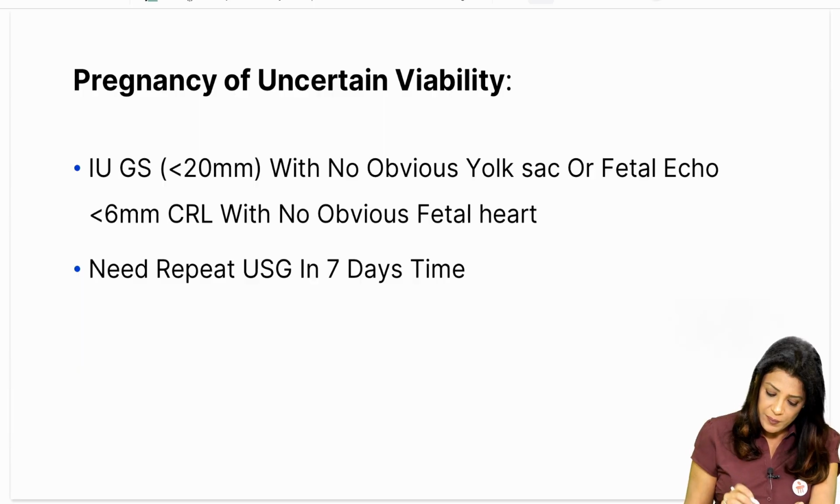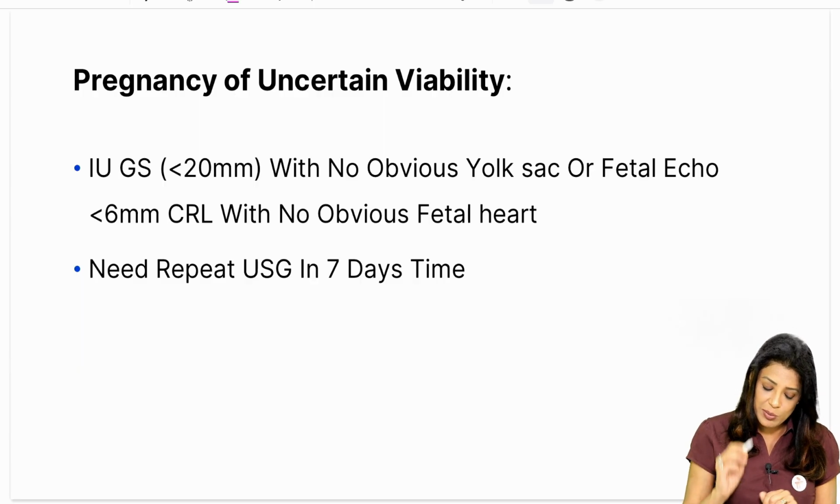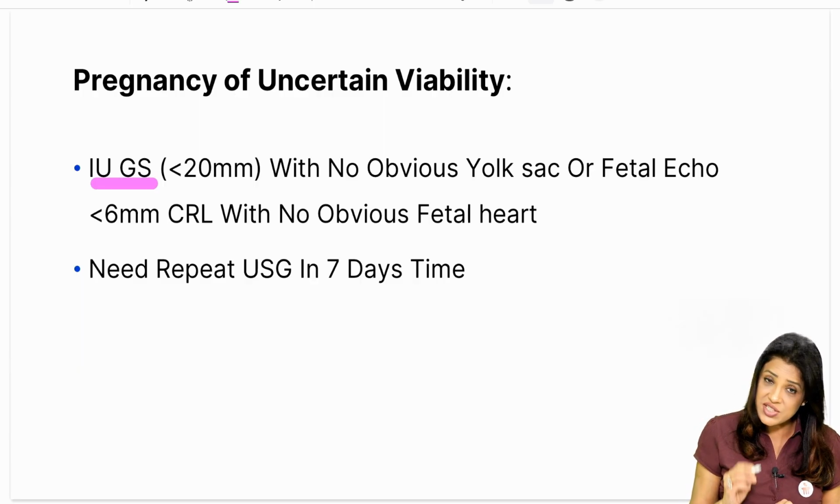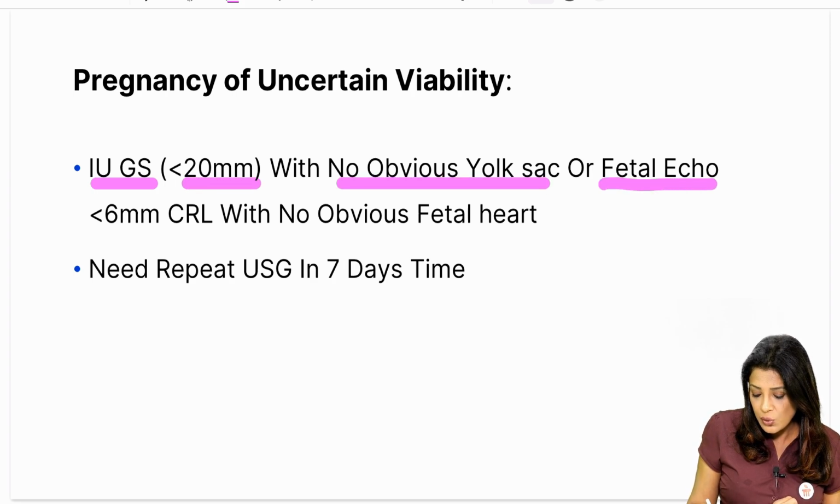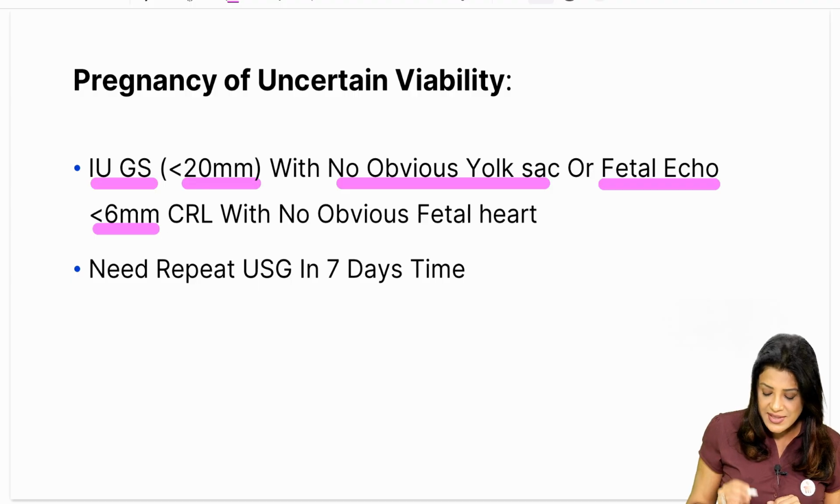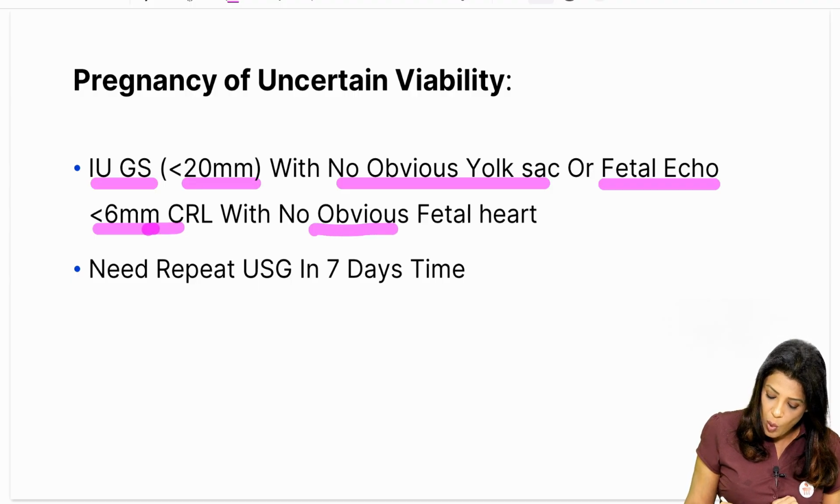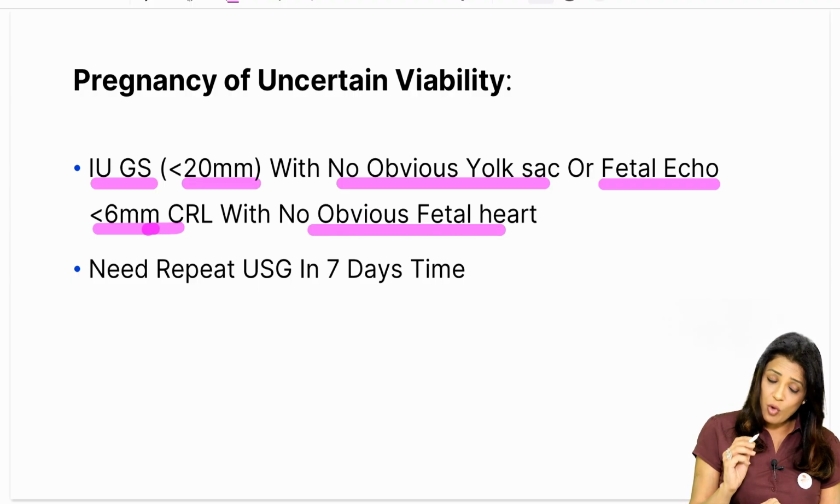Okay, now pregnancy of uncertain viability. What do you mean by that? Intrauterine gestational sac of less than 20 millimeter, no obvious yolk sac, no fetal echo, less than 6 millimeter CRL with no obvious fetal heart.